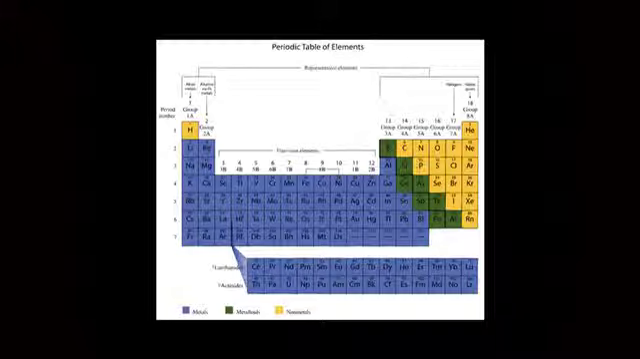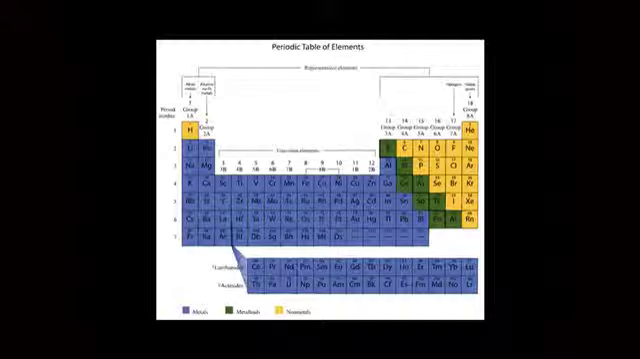One is the metals, here in blue. The second group is the non-metals, here in yellow. And there's a hybrid group called the metalloids, which is kind of halfway between metals and non-metals, in green. Now, we're really going to pay attention to the blue and yellow sections, the metals and non-metals.